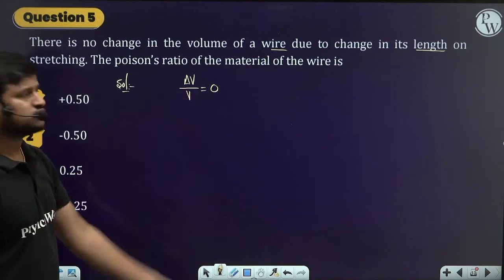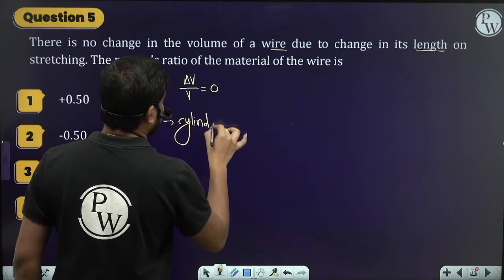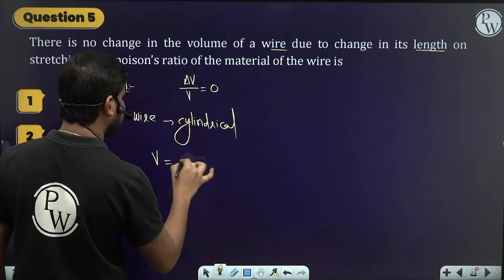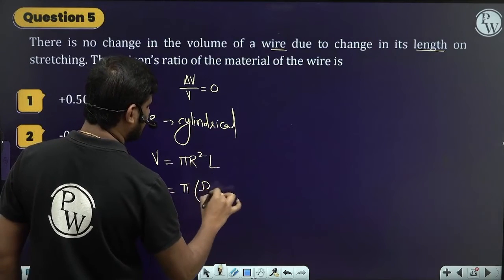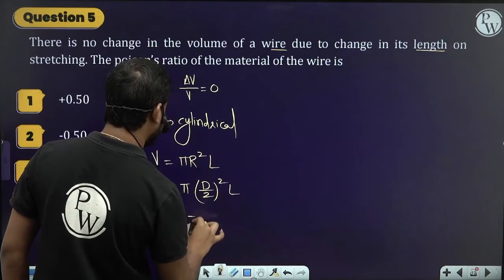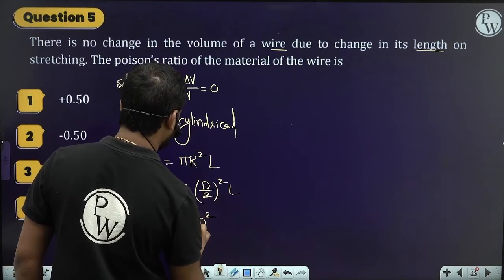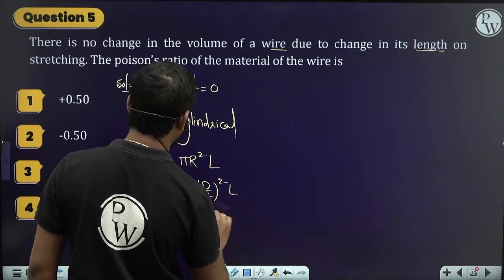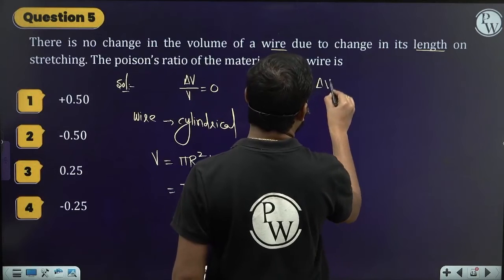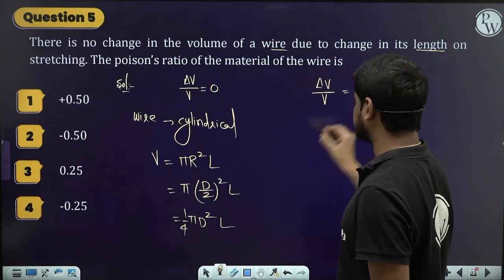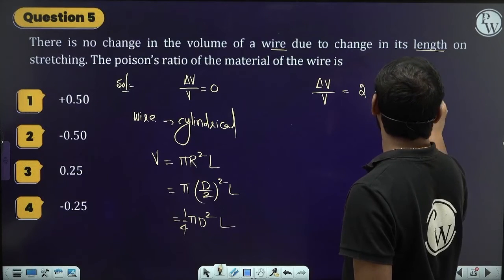Same as the previous question, the wire is of cylindrical shape, right? So what's the volume of the cylinder? The volume is equal to pi r square into the length L. In place of r, you can write d by 2 whole square, so pi d square by 4 into L. So shall I write the delta V by V? Applying the error analysis, delta V by V is equal to 2 into delta D by D plus delta L by L.